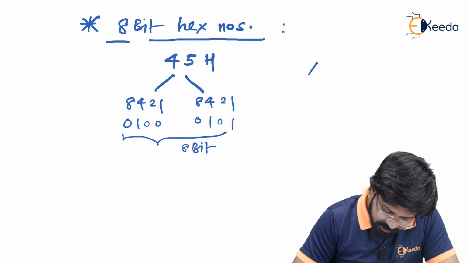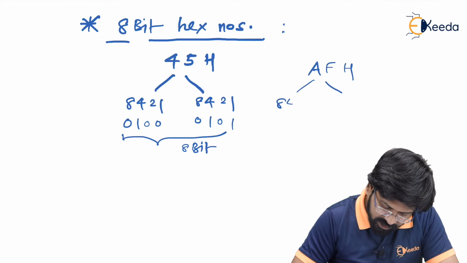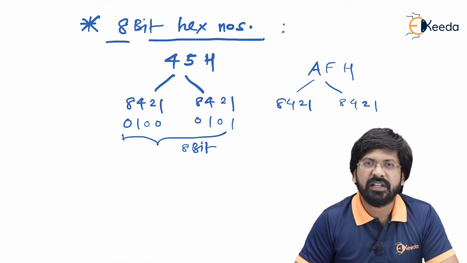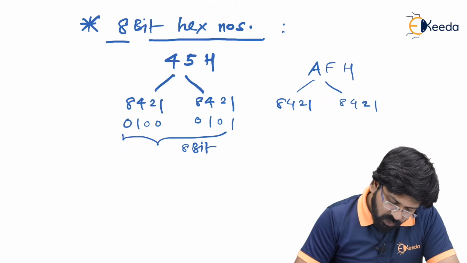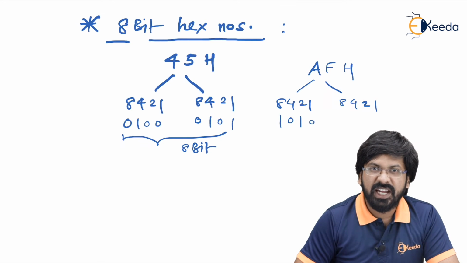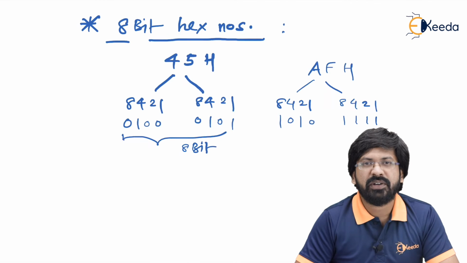For example, if I'm saying it is AF hex, this is also considered as 8 bit, because A is interpreted as 10 and F is interpreted as 15 in decimal. So to get 10 value, I'll write 1 below 8 and 2. So 8 plus 2 is 10, which represents A. And if I add all of them, then only it is possible to get 15.